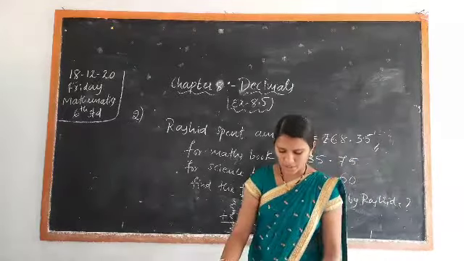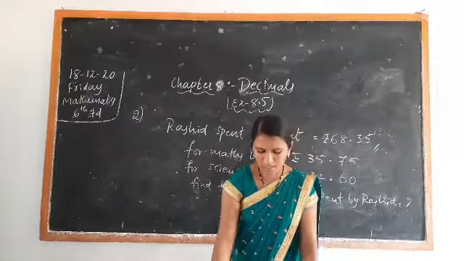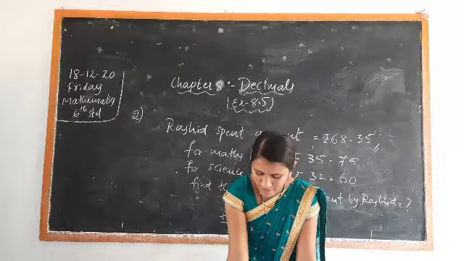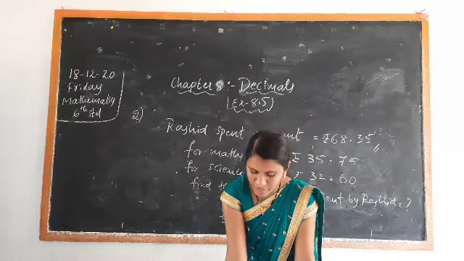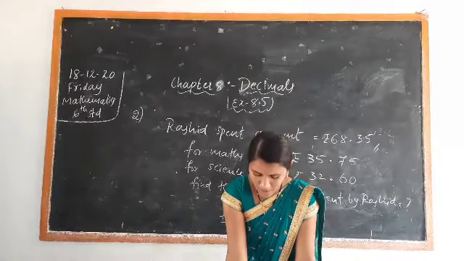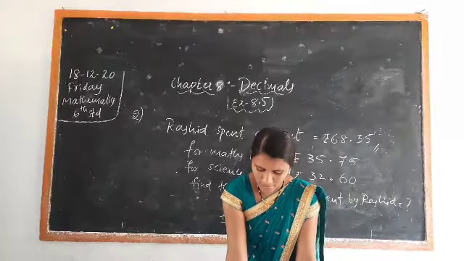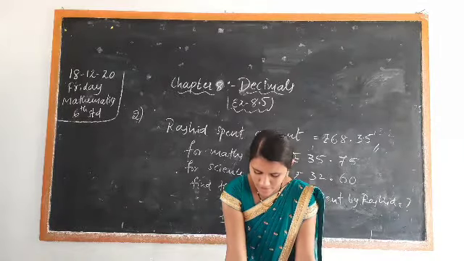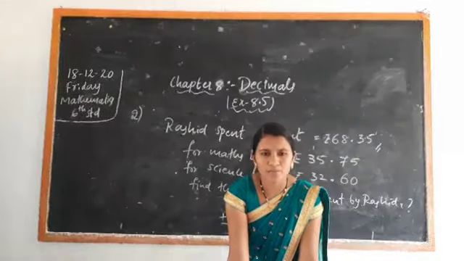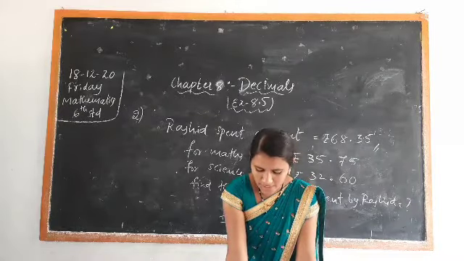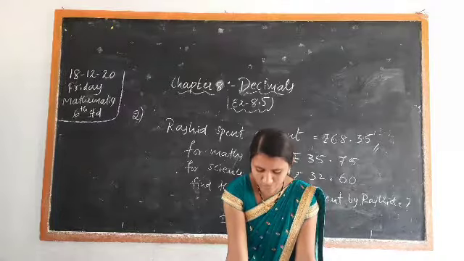And next, the third question. Here they have given: Radhika's mother gave her 10 rupees 50 paise and her father gave 15 rupees 80 paise. Find the total amount given to Radhika by her parents. Here, take the amount the mother gave and the amount the father gave, take both. You have to add them, and you will get the value. Calculate the amount given by Radhika's parents.